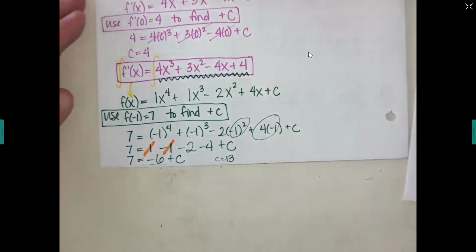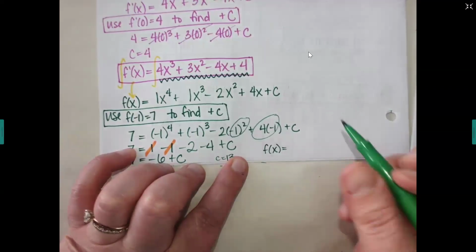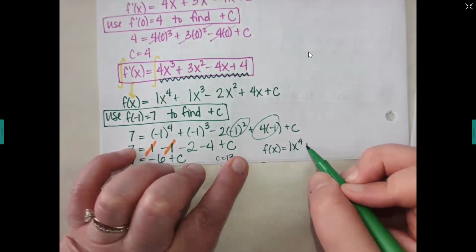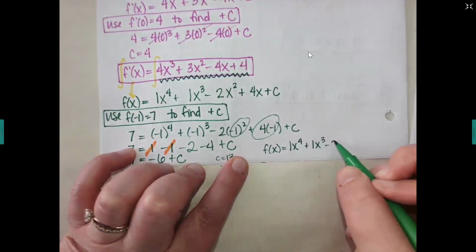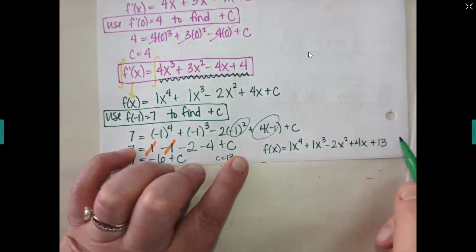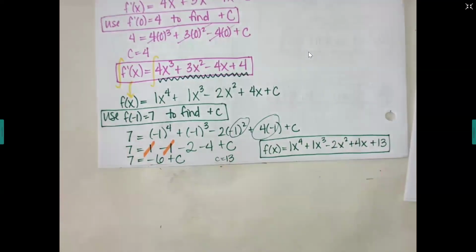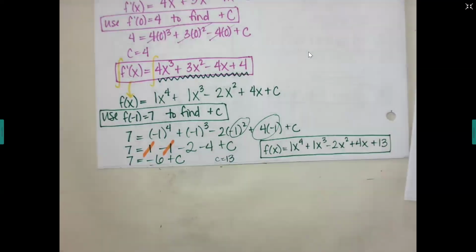Okay, and then for your final answer, make sure you go back to your equation and plug that 13 in where the C was. So it would be f of x equals 1x⁴ plus 1x³ minus 2x² plus 4x plus 13. And then remember the difference. This is a general solution. This is a particular solution. Questions on that?